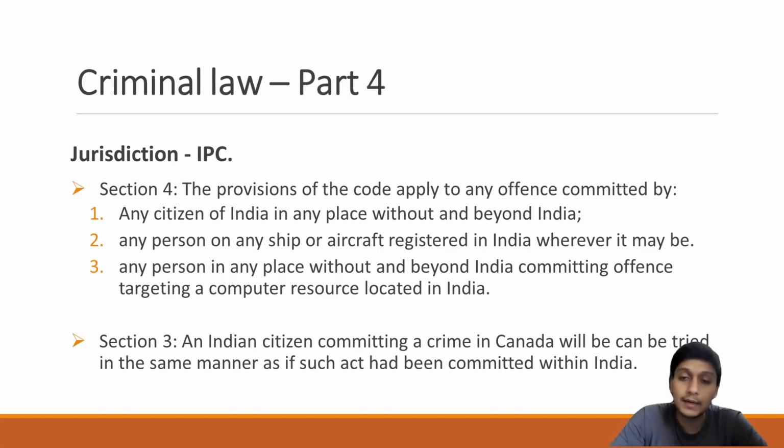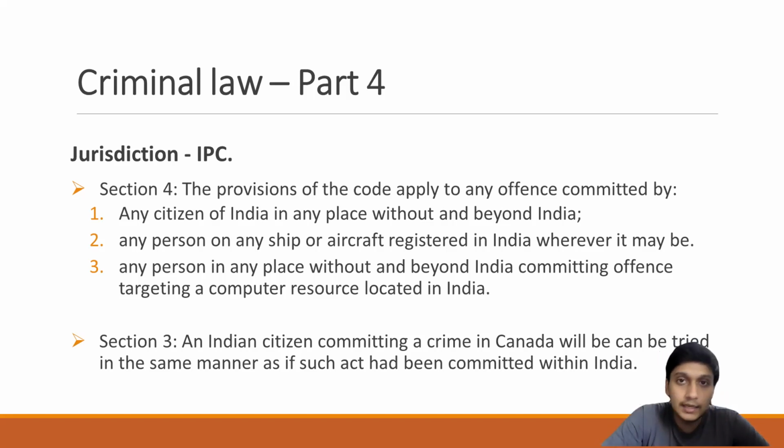Now, one example which might help us understand things is Section 3. What it states is that if a person, now this isn't the exact wording of Section 3, what I've put here, but Section 3 is a little complicated when you read, which is why I've explained Section 3 through an example. And what it would mean is that if an Indian citizen commits a crime in Canada, he can be tried in the same manner as if such an act had been committed within India.